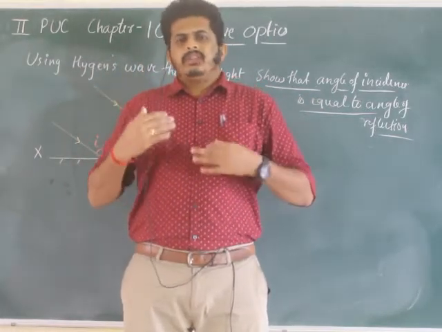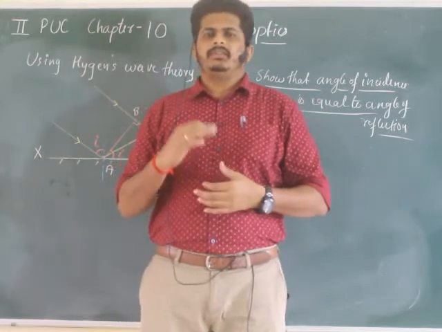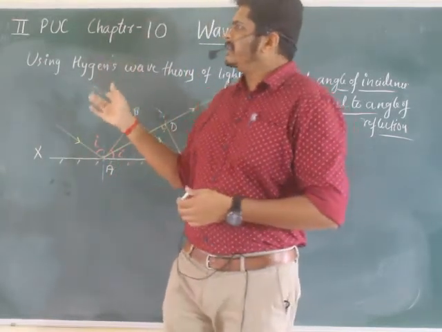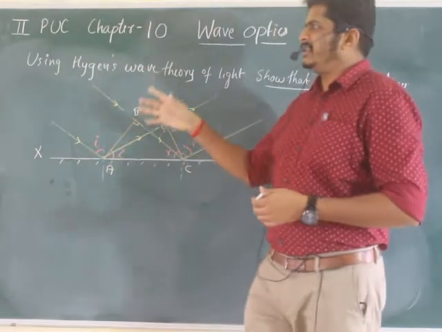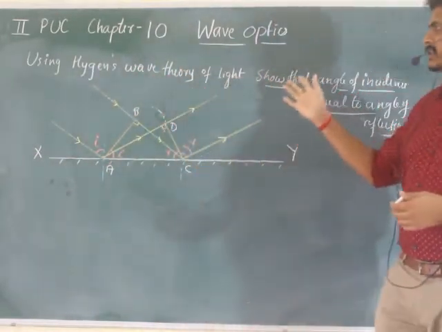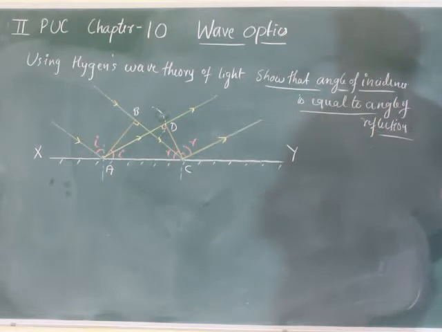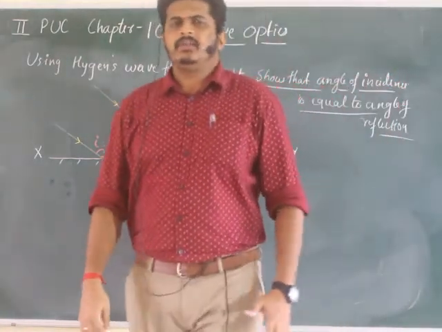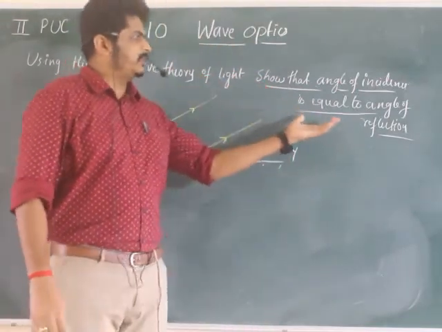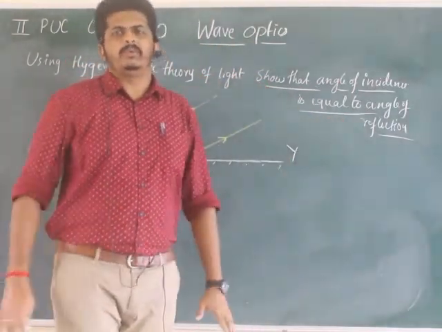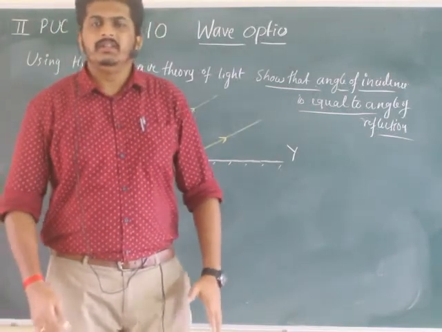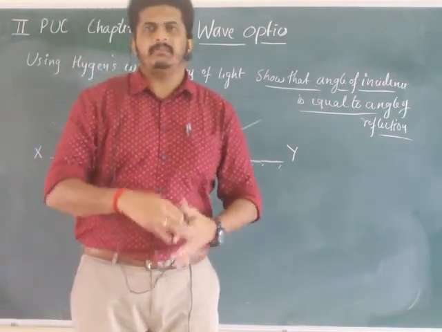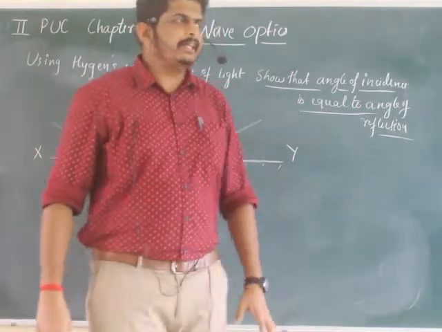So today we will continue the topic, Snell's law we have done. Right now you can see the question I have written here on the board. Using Huygens wave theory of light, show that angle of incidence is equal to angle of reflection. So Snell's law we have proved, and right now we are going to prove the law of reflection also, using light as a wave, having a particular wavefront. The diagram is very simple here.